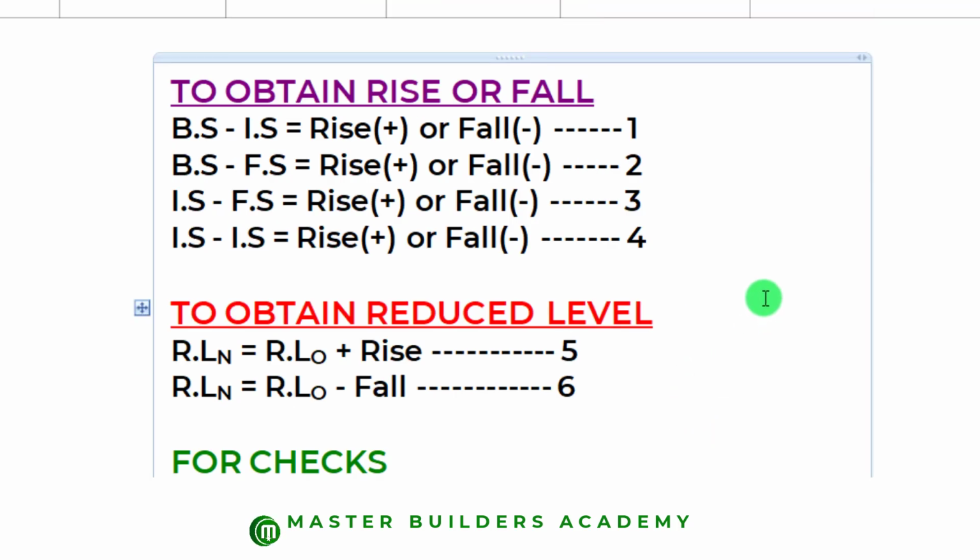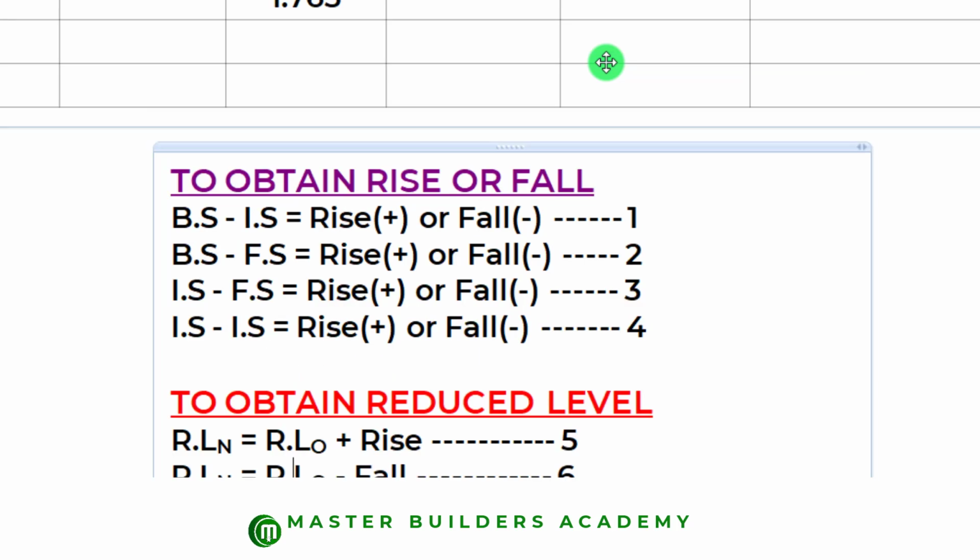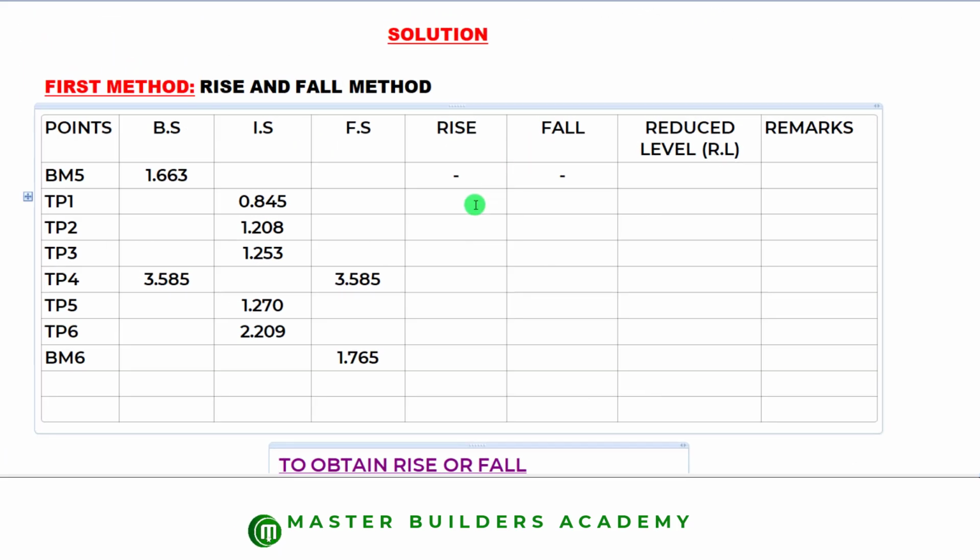Now let's start implementing this. You need to pay attention to how I will begin to implement all of these things one after the other. So now let's start from TP1. I have explained that at BM5 nothing happens. Now that we have moved from BM5 to TP1, we either experience a rise or a fall. So how do I get the rise or fall here?